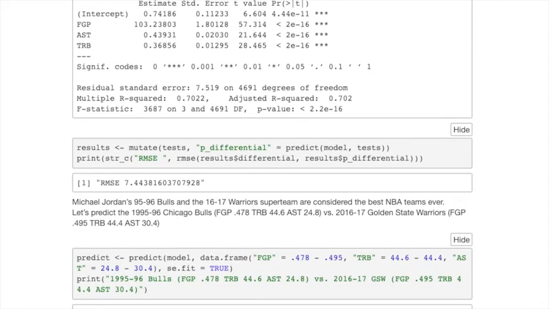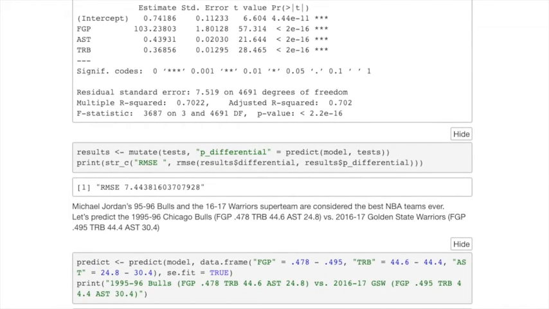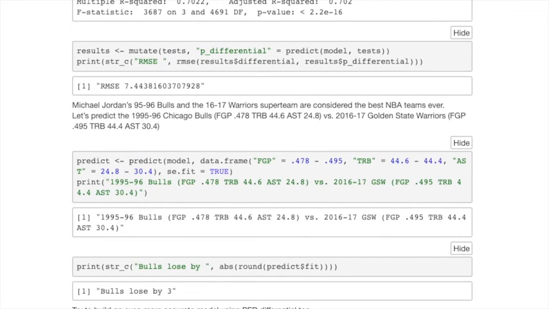And so using this model, I wanted to predict Michael Jordan's 95-96 Bulls versus the 2016-2017 Warriors super team. The model that I just calculated would predict that the Bulls would lose by about 3 or 4 points.